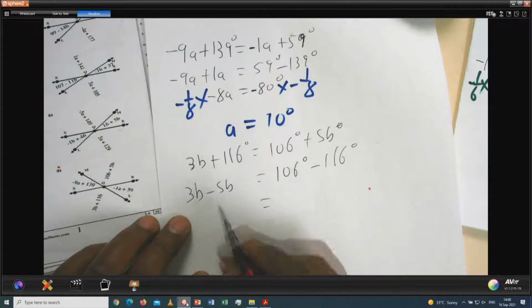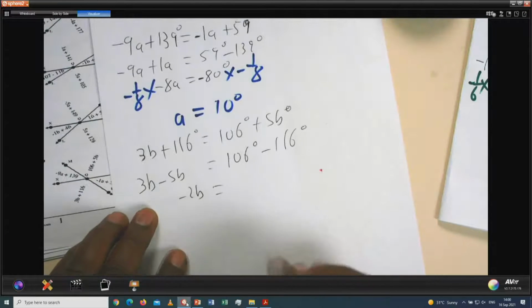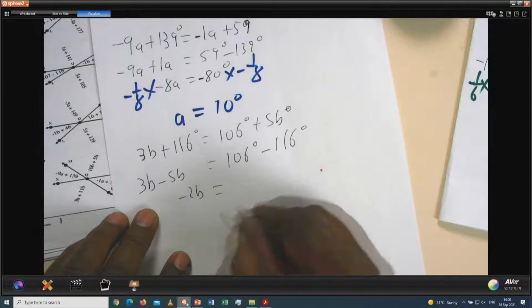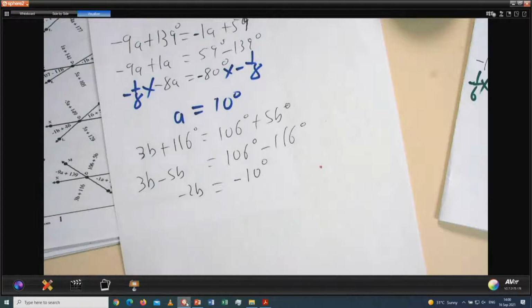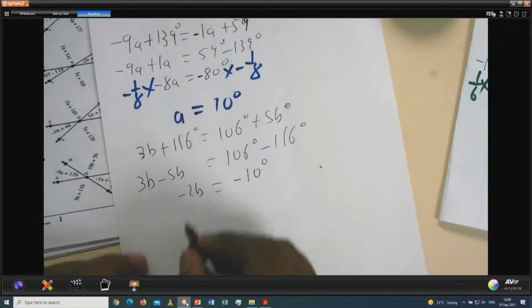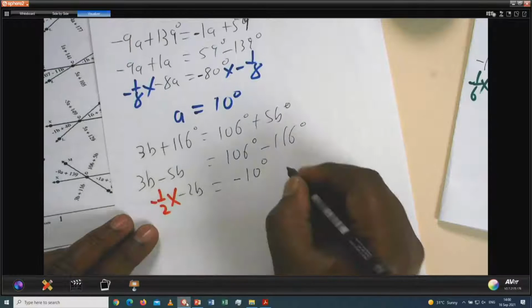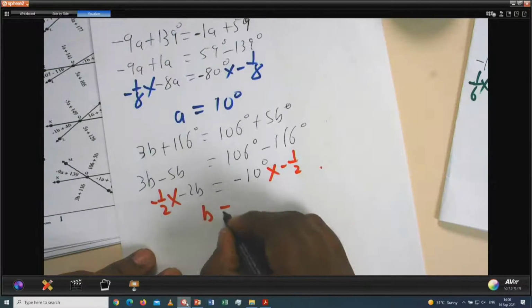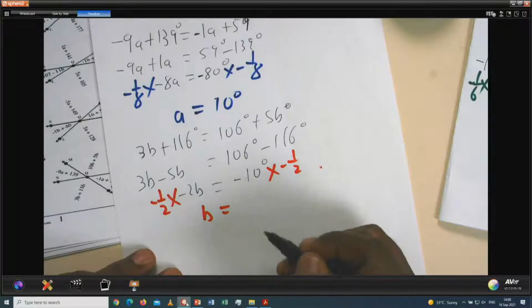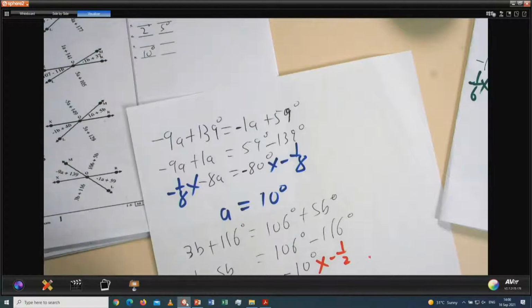On your -5, you add 3 positives, you're still left with 2 negatives. To the 116, you add 106, you still have 10 negatives. Once more, and in closing, you are interested in B, -2, you say, okay, multiply by -1/2 both sides. Therefore, your B: how many 2's in 2's, 1's; how many 2's in 10? 5 degrees. Yes.